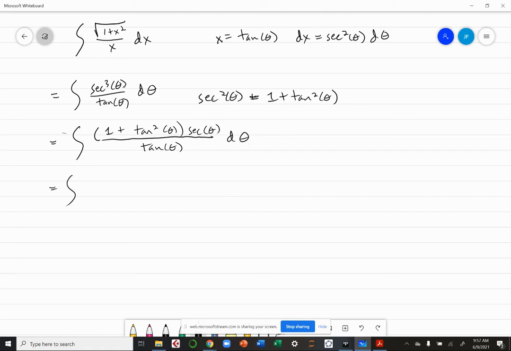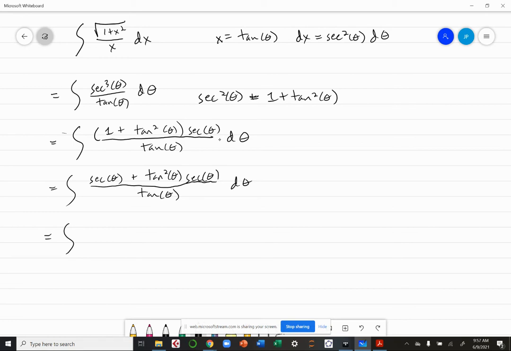I did not assign this problem. And then I'm going to distribute that out. So it's going to be secant theta plus tangent squared of theta times secant theta all over tan theta. All right, bear with me.